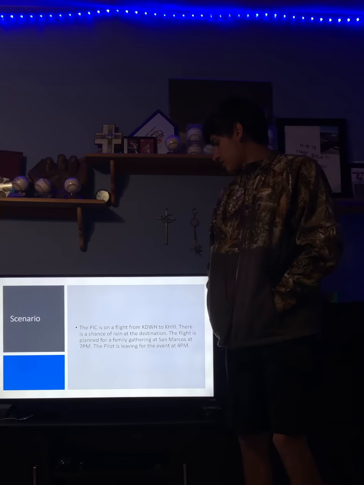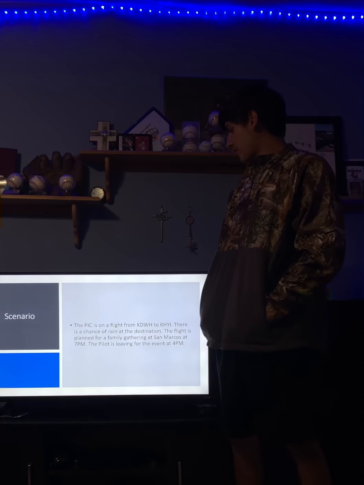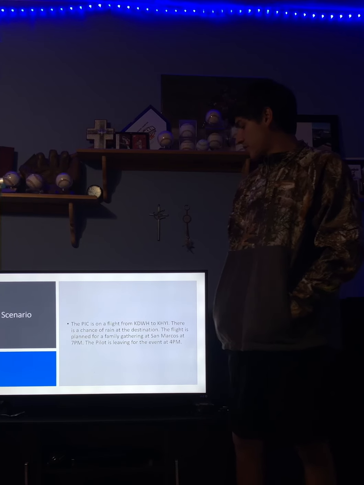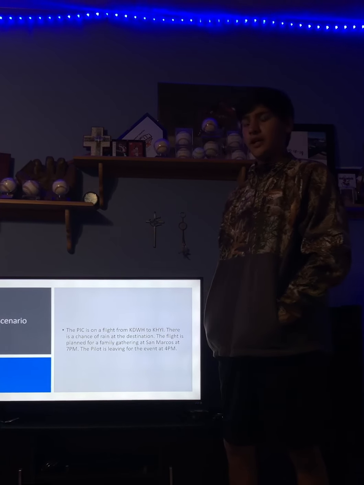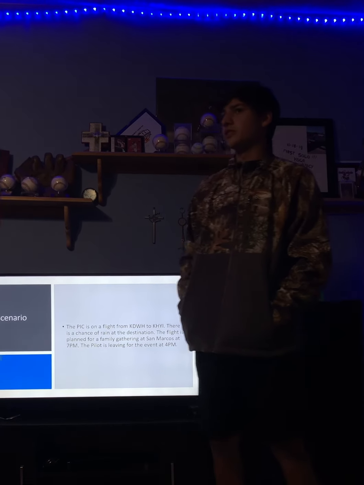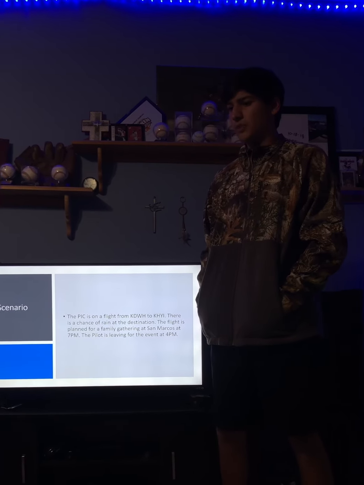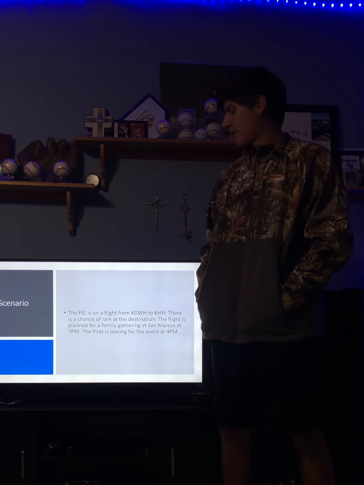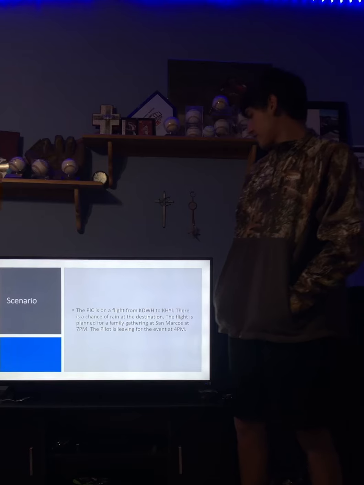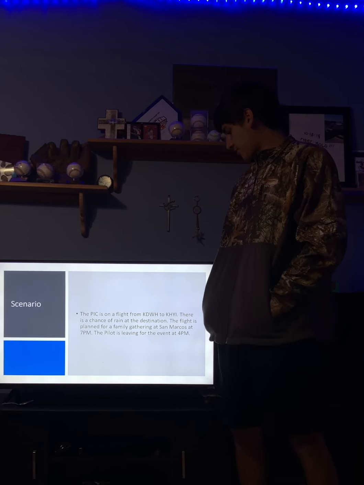The scenario I chose is the PIC is on a flight from KDWH, which is David Wayne Hooks, to KHYI, which is San Marcos, about 112 nautical miles, and it should take around an hour and 15 minutes to get there. There's a chance of rain at the destination, San Marcos.